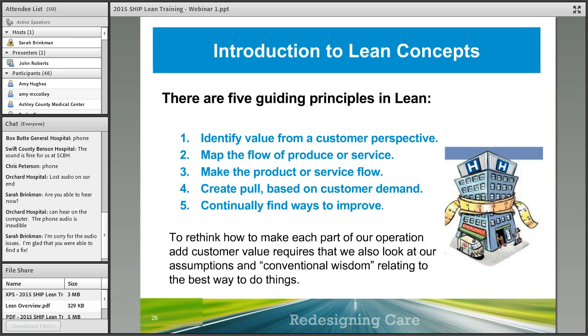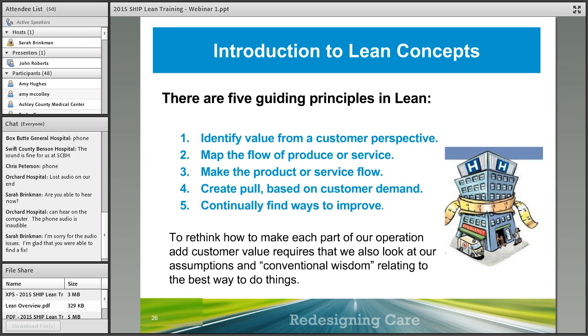There are really 5 guiding principles to lean. Number 1 is to identify value from the customer's perspective. Again, it seems pretty simple, but it's very difficult in practice. We have to really look at value and how that changes from our patient's point of view. So we have to constantly be asking ourselves, is this activity, is this process adding value to our customers, to our patients?